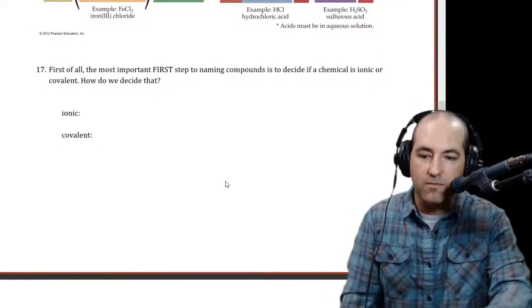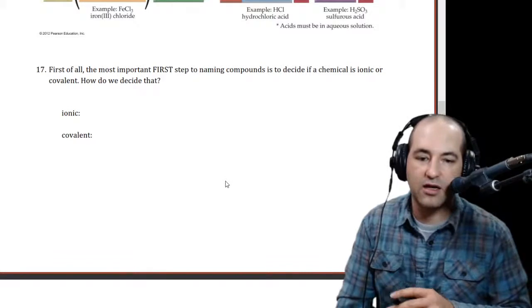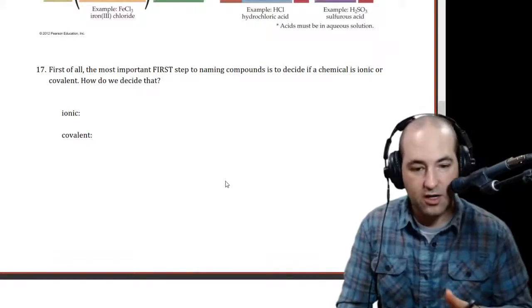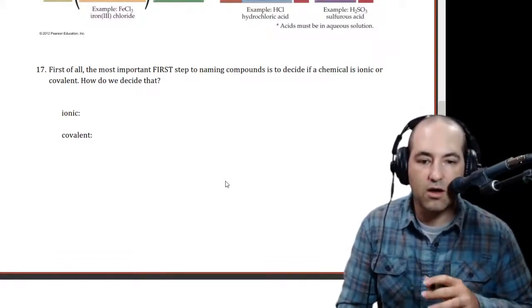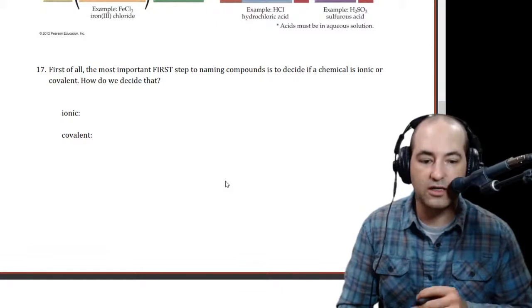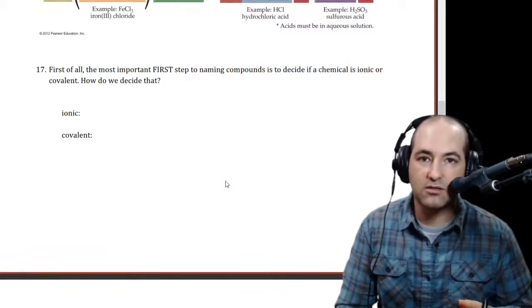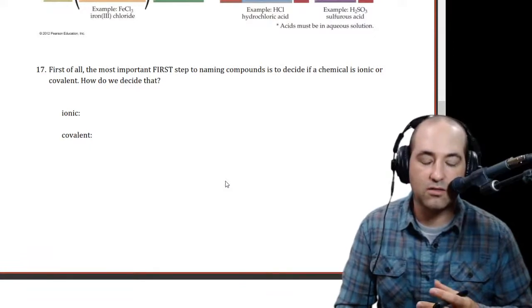Okay, so first of all, the first step when we're looking at naming compounds is to decide if it's ionic or covalent. We just talked about that. Again, for ionic ones, we're going to look at a metal and a nonmetal, or more specifically and correctly, two ions. And if it's covalent, that means it's going to generally be all nonmetals.